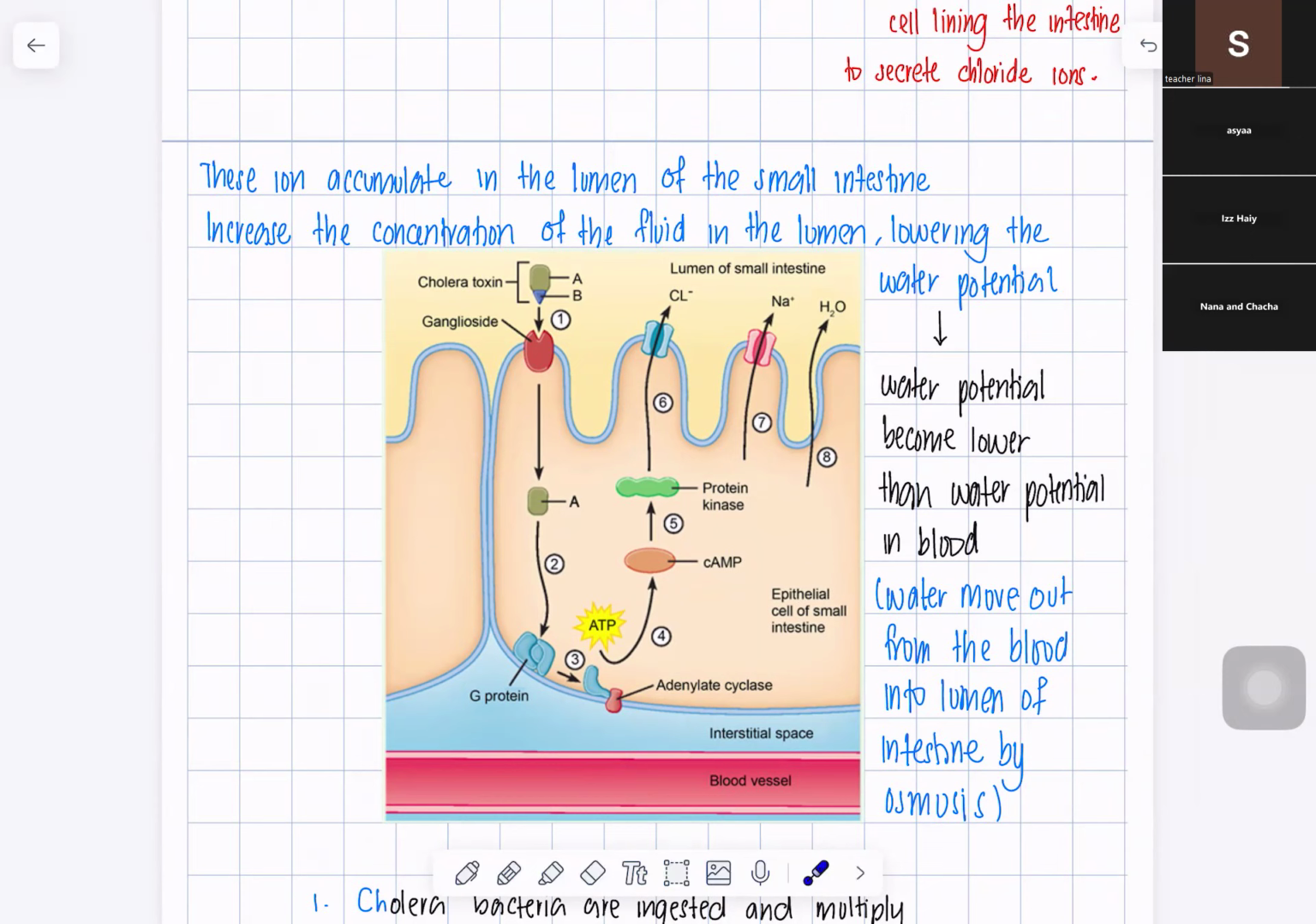So the chloride ion will accumulate in the lumen of the small intestine. It will increase the concentration of the fluid in the lumen, so low water content, lowering the water potential. So the water potential becomes lower than the water potential in the blood. Automatically, water moves out from the blood into the lumen of the intestine by osmosis.